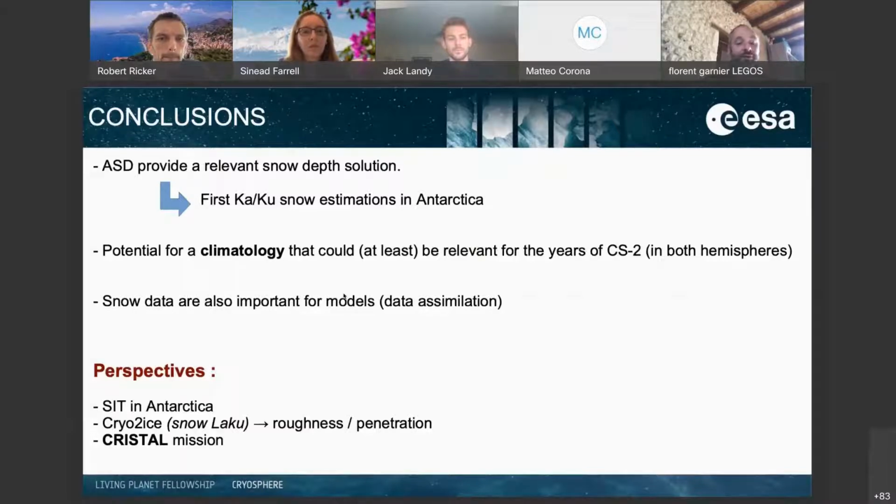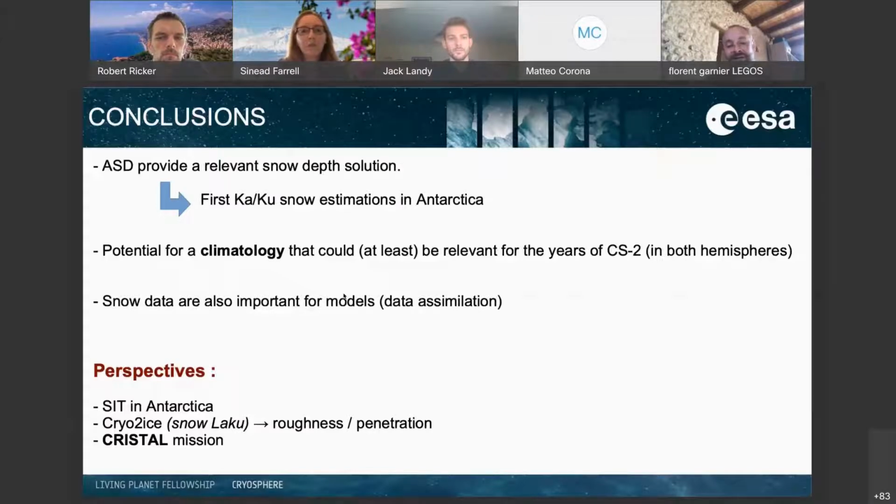Here we've shown a first guess climatology that appeared to be relevant for the period of CryoSat 2, but we could imagine using this data together with AMSR, AMSR2, or even with the Warren climatology to go back on the unvisited period. I insist in the conclusion on the importance of snow depths for data assimilation and the fact that the synergy with models is, I think, very promising.